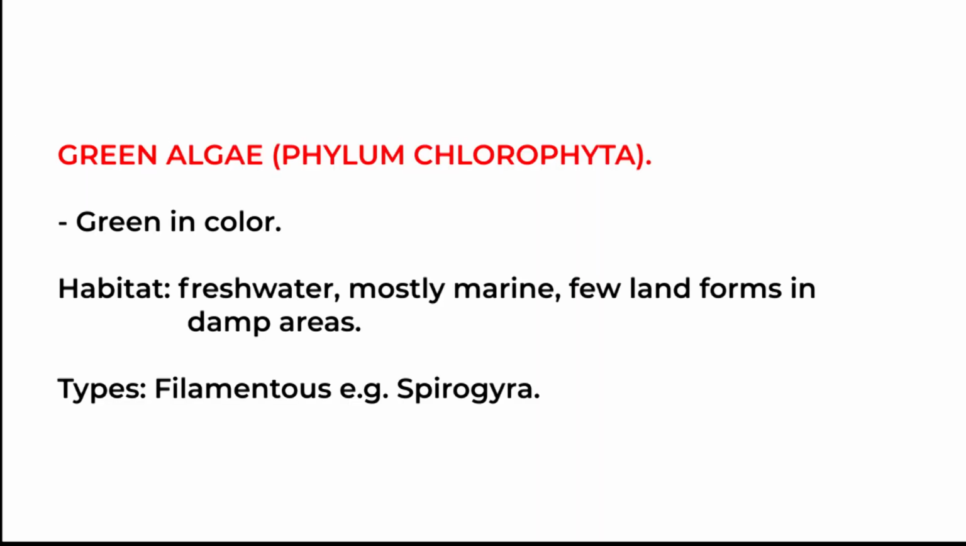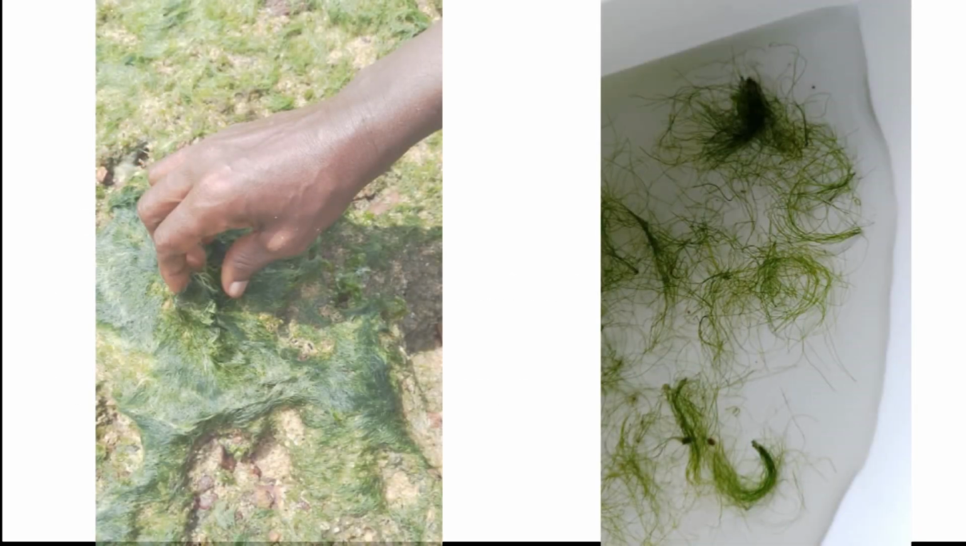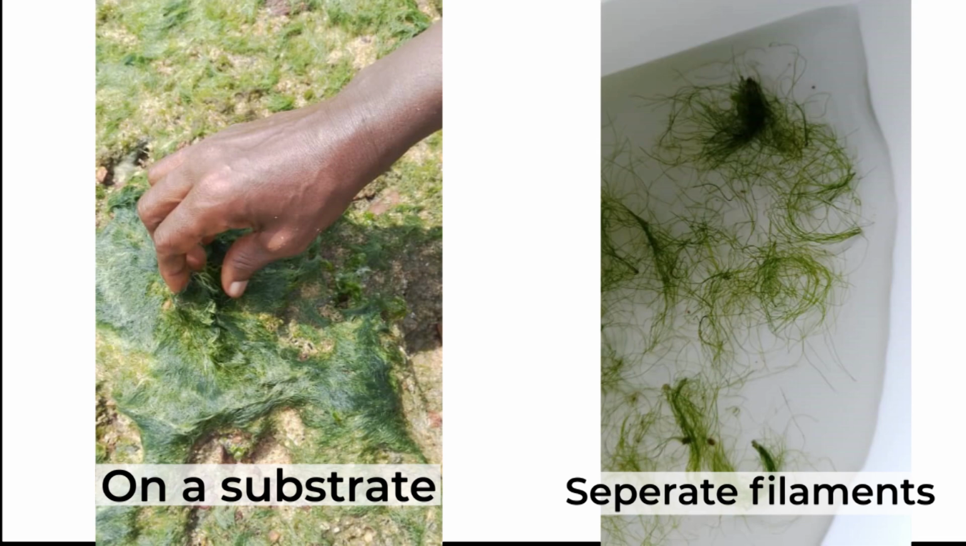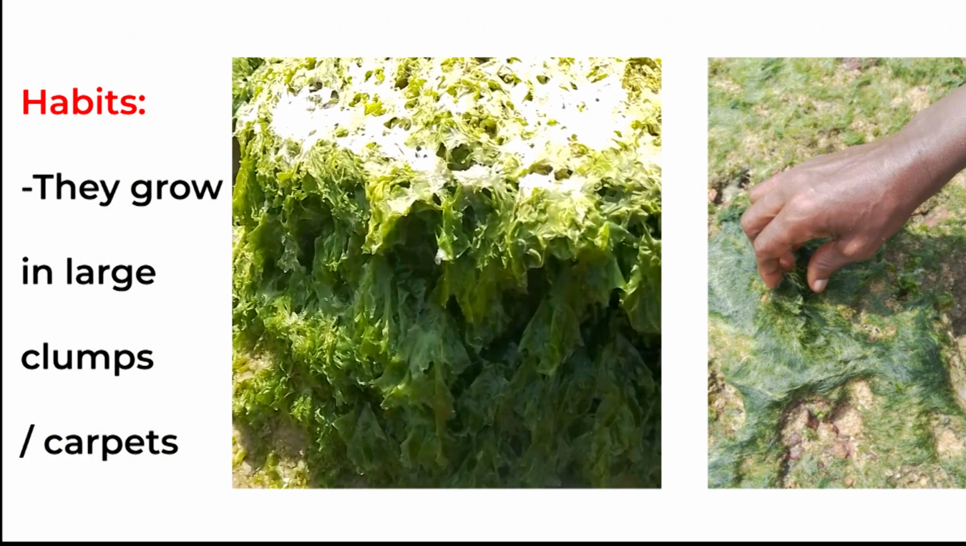First of all, we take the green algae. They are green in color. Habitat: only a few of them are found on land. They are mostly freshwater or sea water. The types: we have filamentous types. As you can see, these are filamentous. Then there are thalloid forms like Ulva. All of them have their holdfast. And look at how they are grouped together nicely in large clumps.